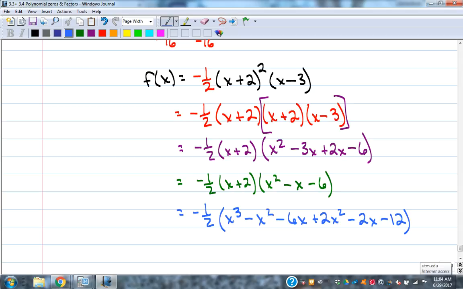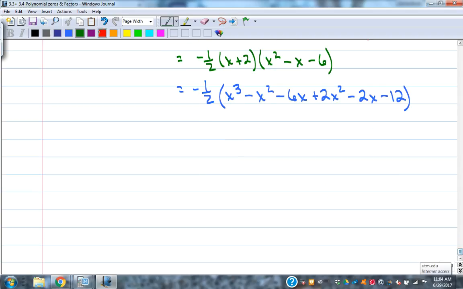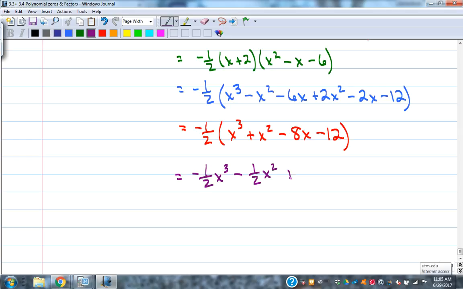All right, and then the next step would be to simplify that parentheses part, and then we'll distribute the -1/2 from there. So x to the third plus x squared minus 8x minus 12. Final step, -1/2 x cubed minus 1/2 x squared plus 4x plus 6.